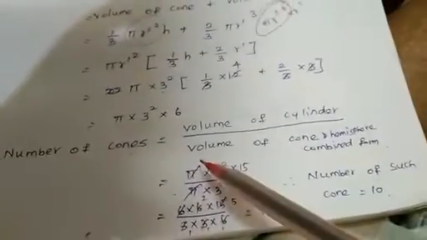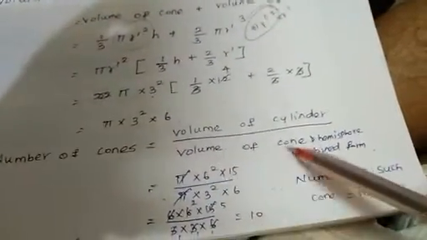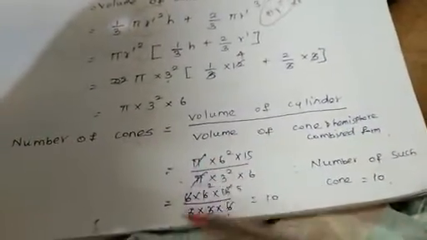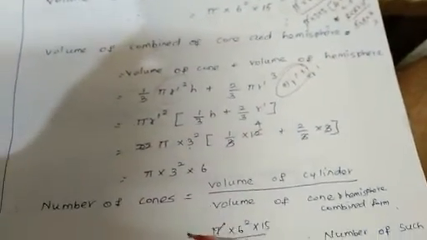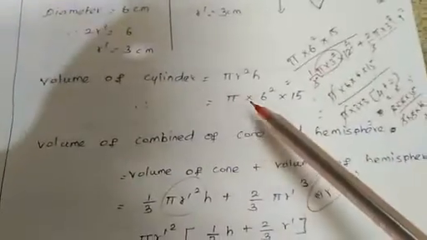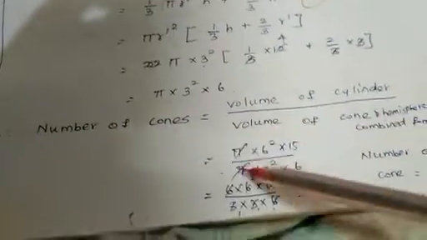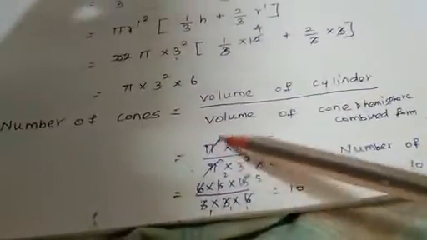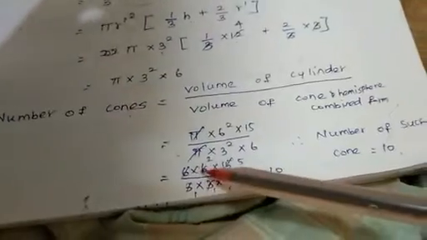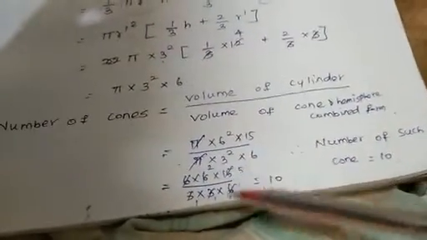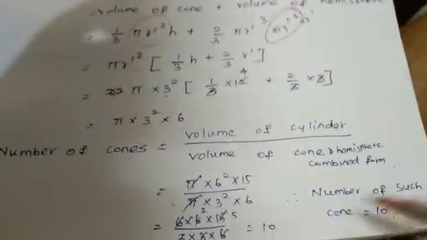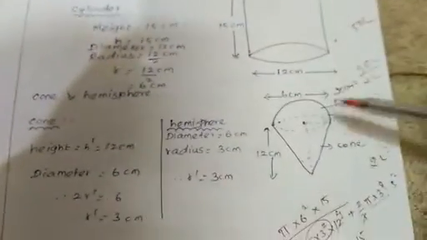So number of such cones equal to volume of cylinder divided by volume of cone and hemisphere combined form. So just we can cancel pi. So recall, we already discussed, don't find that volume separately, because we need to find the combined form. In this form, that cancellation is easy, right? So pi we can cancel here, 6 squared into 15, so 6 into 6 into 15, 3 squared into 6, 3 into 3 into 6. After this cancellation we can get the number 5. So number of such cones are 5.